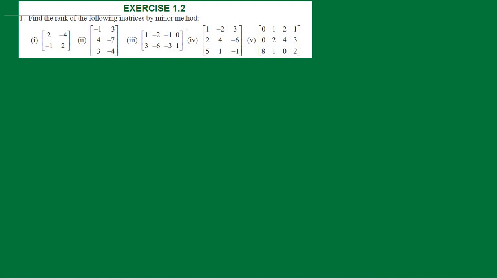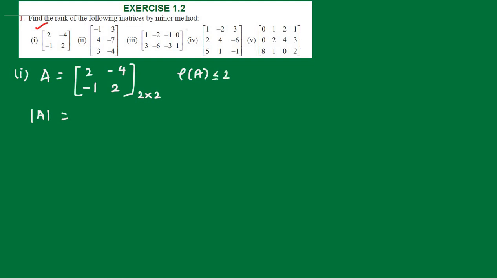Moving on to the exercise problem, the first question of the exercise. Let us take the given matrix A, where A is equal to 2, -4, -1 and 2. Find the rank of the following matrix by minor method. So in the minor method, we find the minor here, the determinant of the given matrix, which is of order 2 by 2. So the rank must naturally be less than or equal to 2 for this matrix.